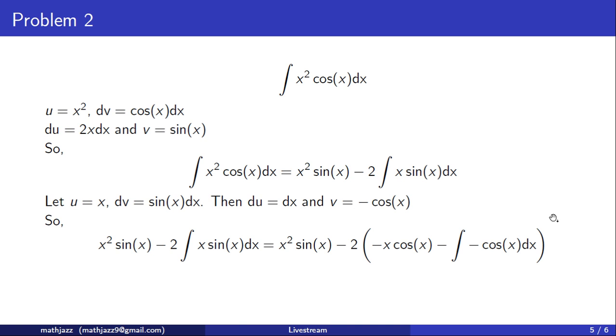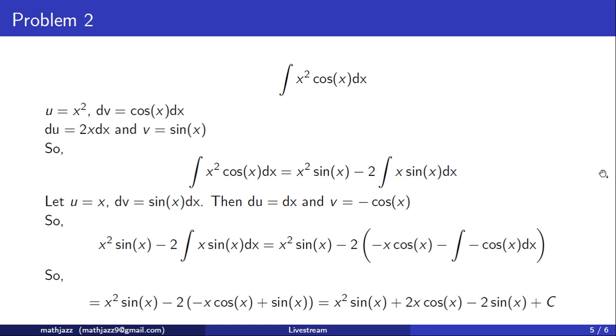There we go. From here, we multiply everything out, and we take the antiderivative of negative cosine of x, and we end up with x squared sine x plus 2x cosine x minus 2 sine x plus c. And I'll leave as a problem for you guys to take the derivative of this antiderivative to see that we did it right. If you find any errors, then comment below, and I will fix the video.